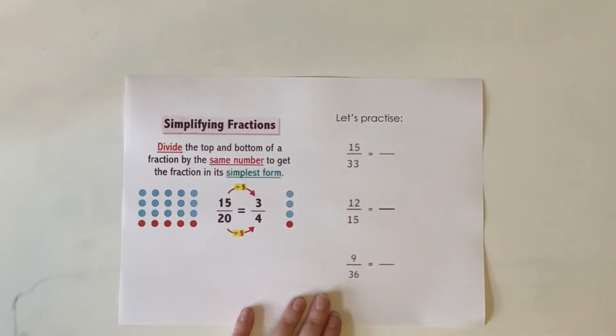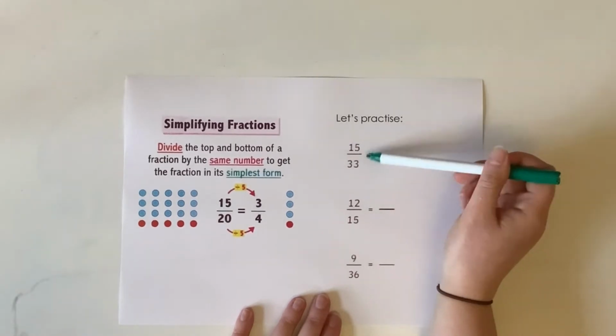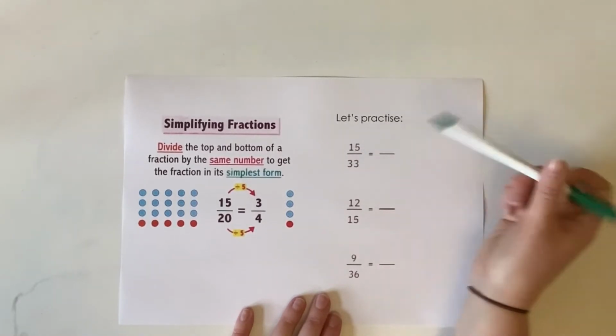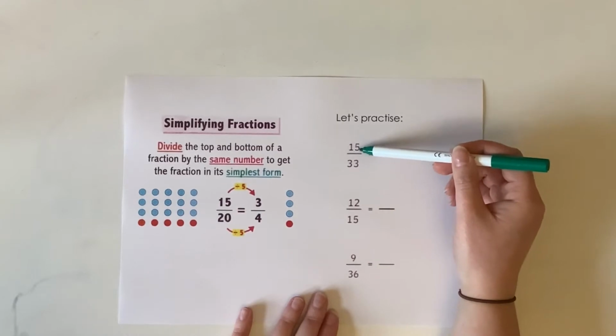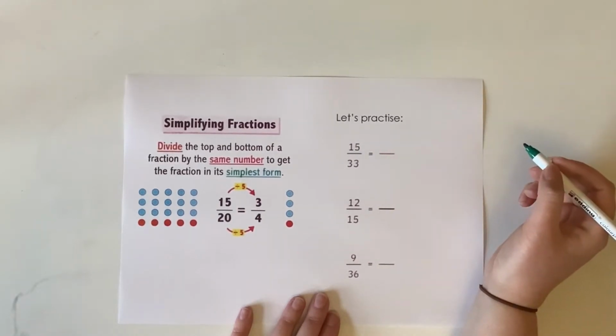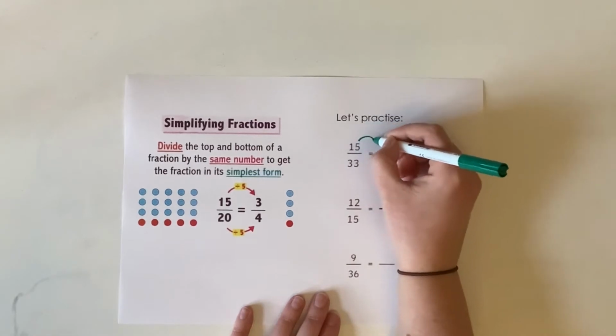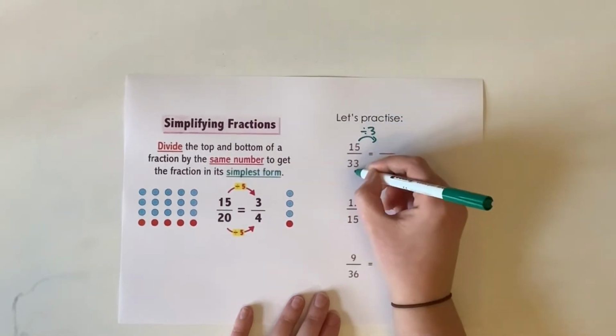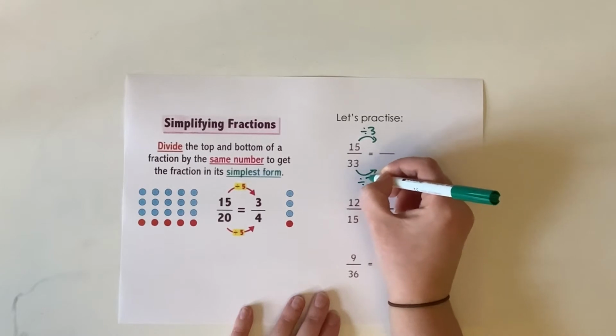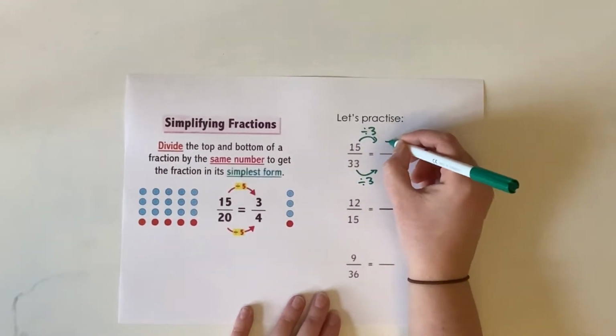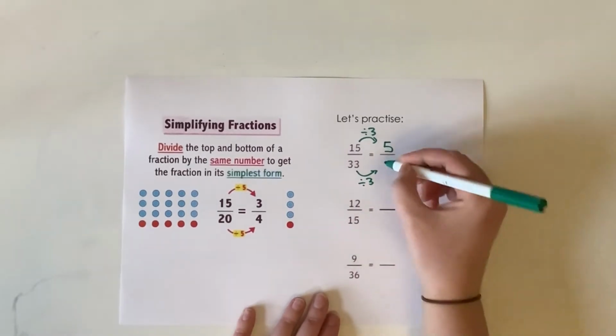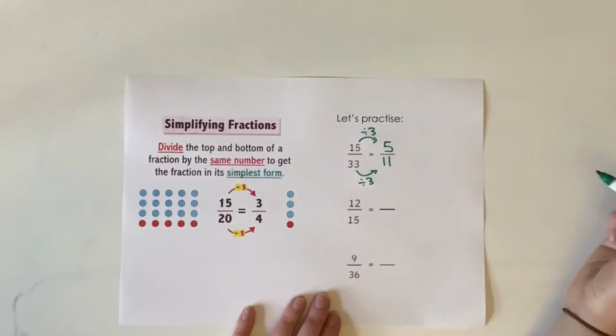And it's really important with fractions to remember that what we do to the top, we always do to the bottom, or what we do to the bottom, we do to the top. So if I divide them both by 5, the simplest form is 3/4. Okay, so if we have a look at 15/33, what can I divide both 15 and 33 by? Okay, I can divide them both by 3. 15 divided by 3 is 5, and 33 divided by 3 is 11. So in its simplest form, it is 5/11ths.